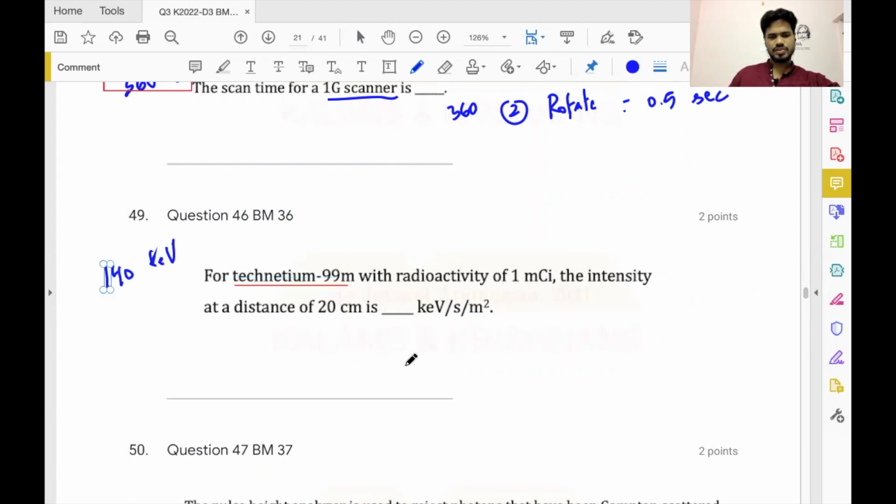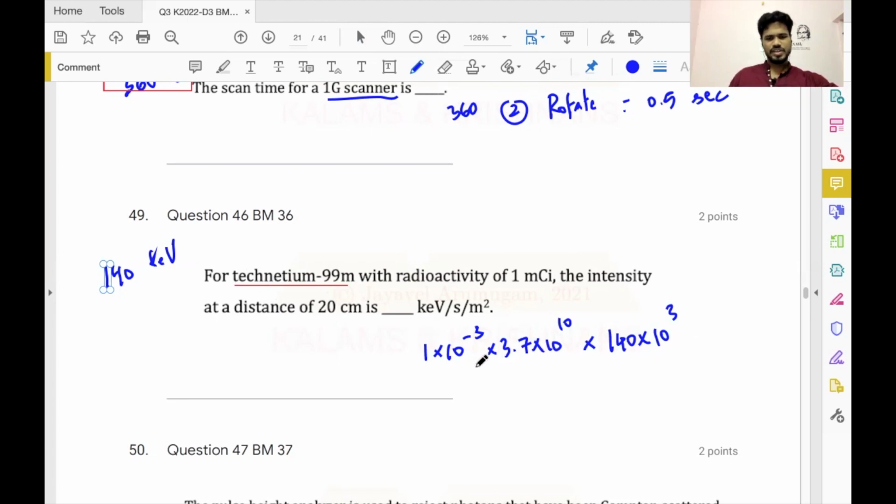So what is going on here is the source has radioactivity of 1 into 10 power minus 3 into 3.7 into 10 power 10 decays per second. Each decay will give this much amount of energy. So this many decays will give this into 140 into 10 power 3 electron volts. This much amount of energy, okay, per second.